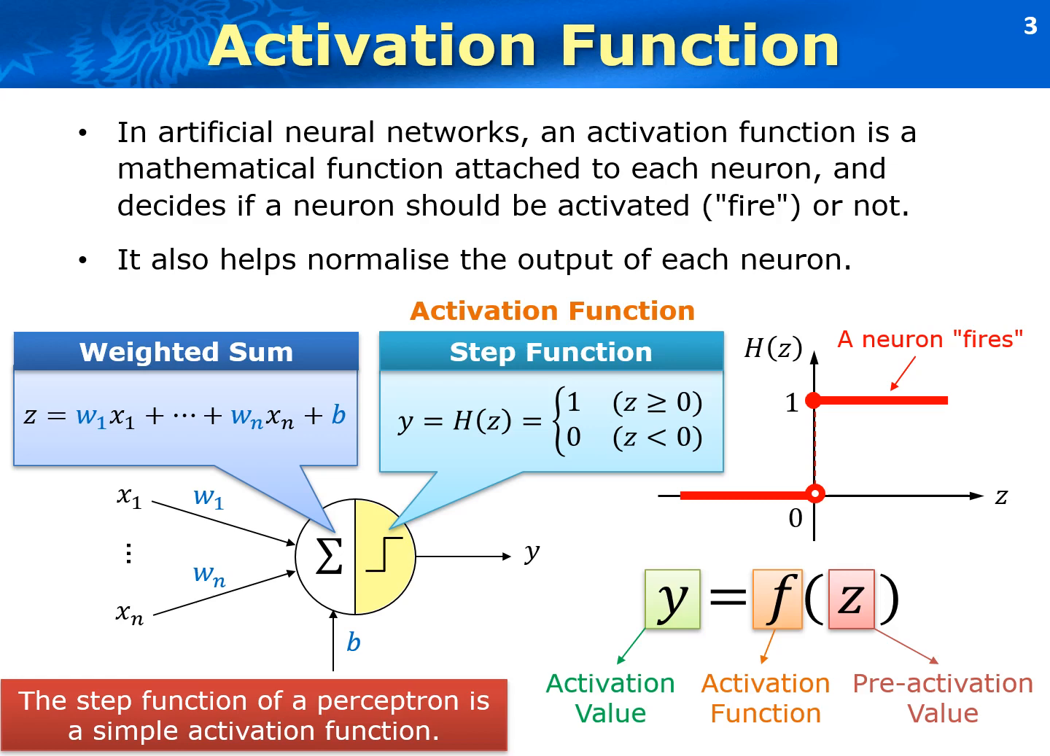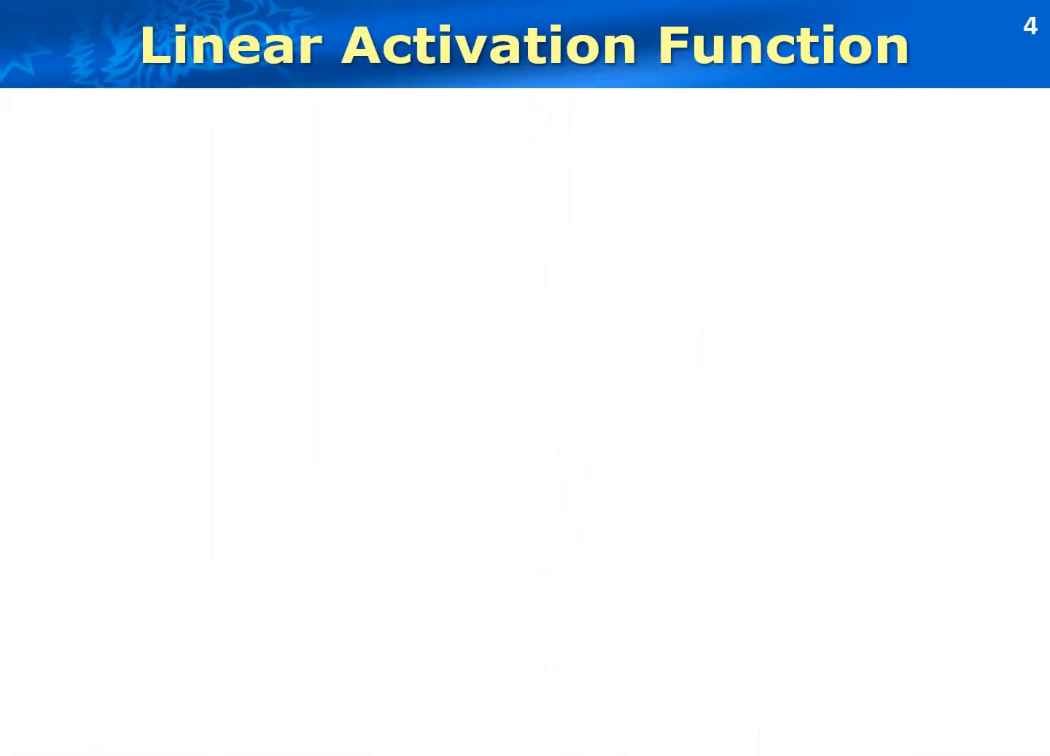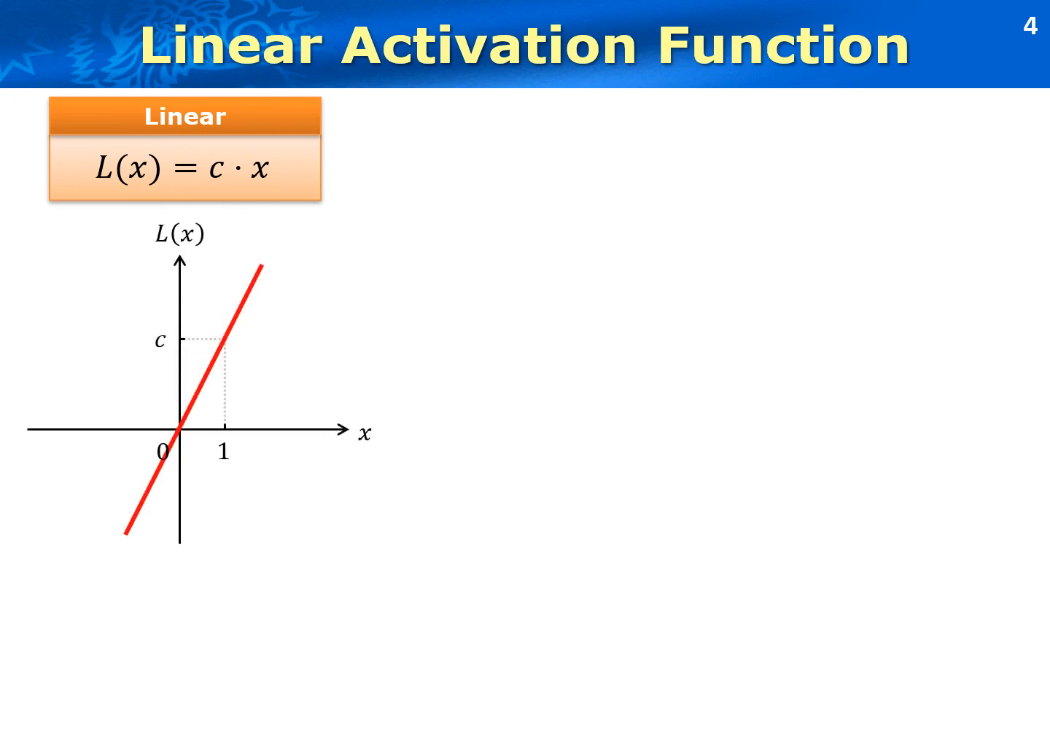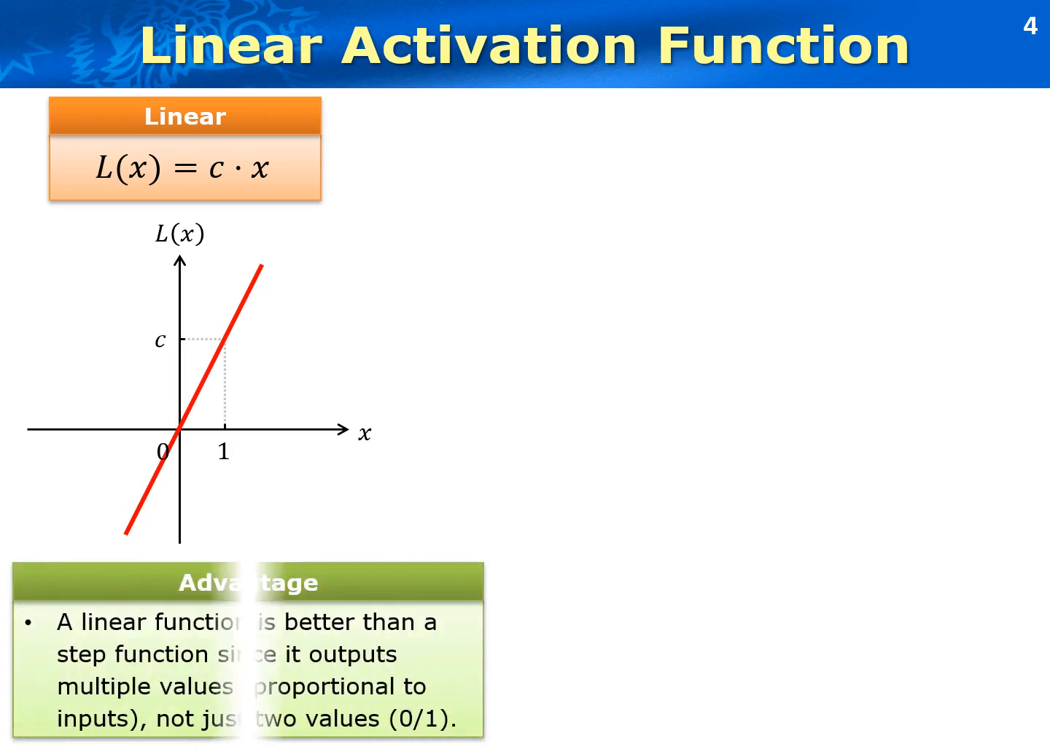Linear function is another simple activation function, which takes the following form: L(x) equals c times x, where c is a constant factor specified by the user. Unlike the step function, whose output range is a binary value 0 or 1, the output range of the linear function is a scaled real number that is proportional to the input. This is a major advantage over the step function.